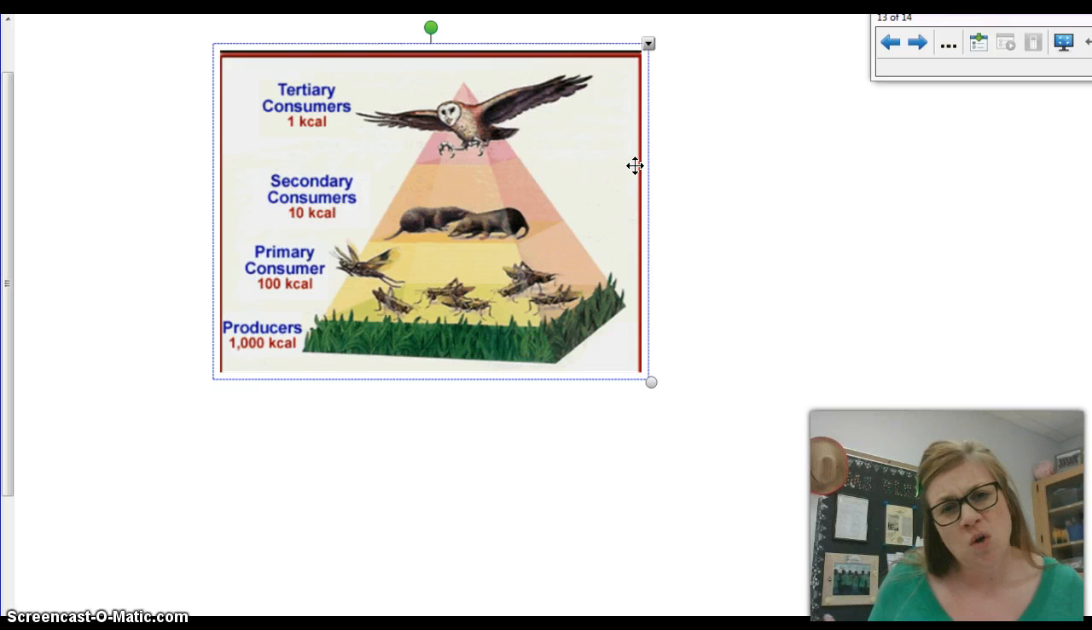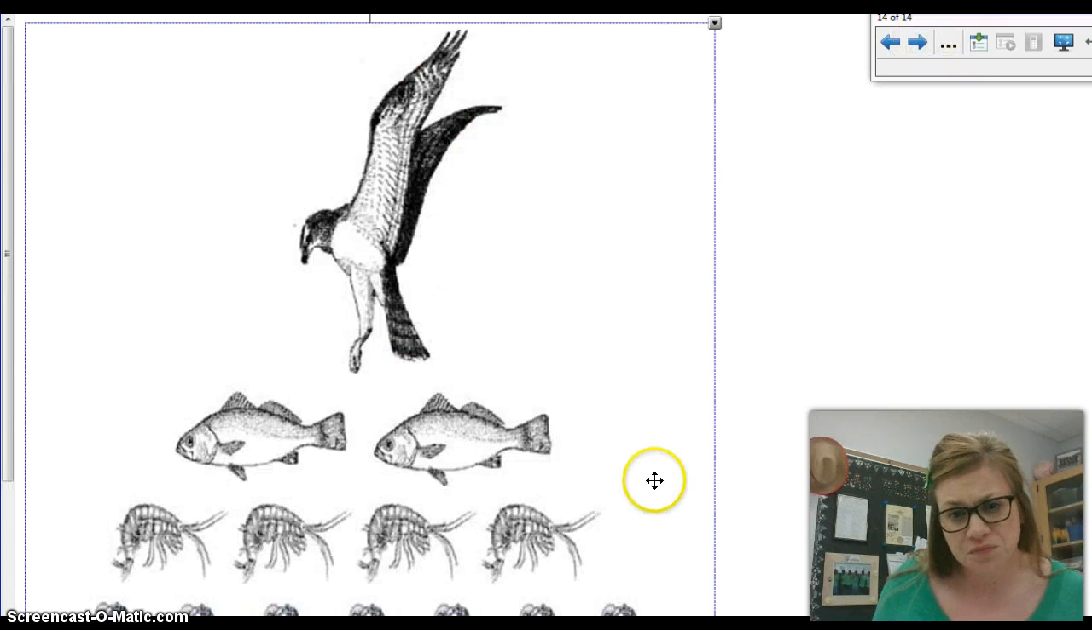So if you don't understand how this energy is transferred and changed and passed up through the pyramid, please come talk to me and see me. Let me give you one more example.